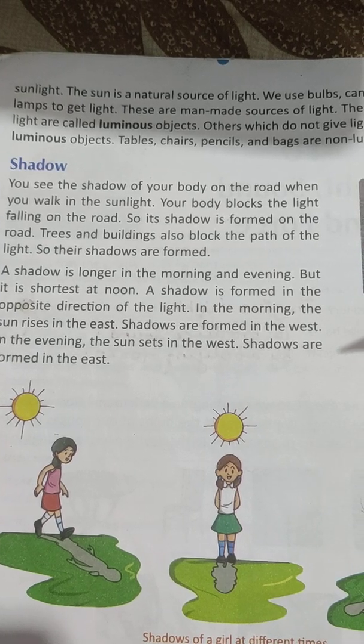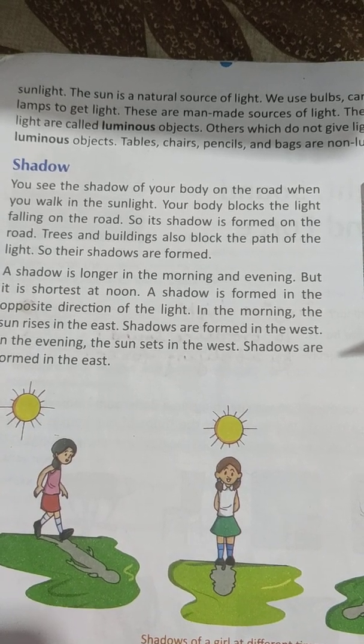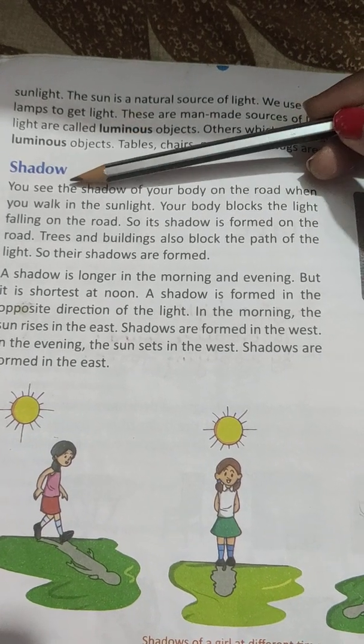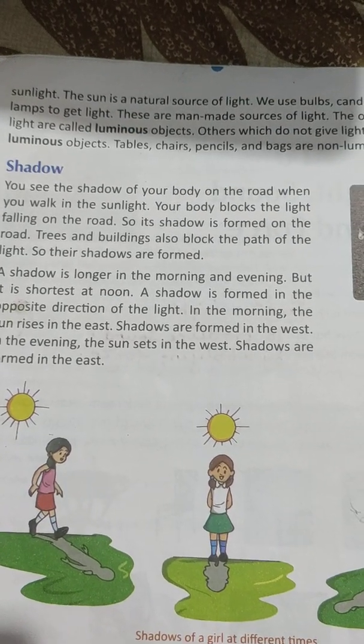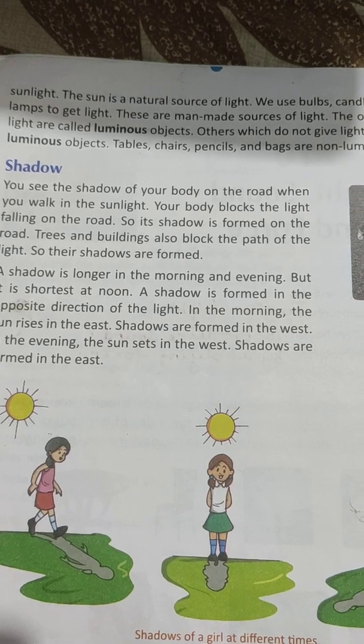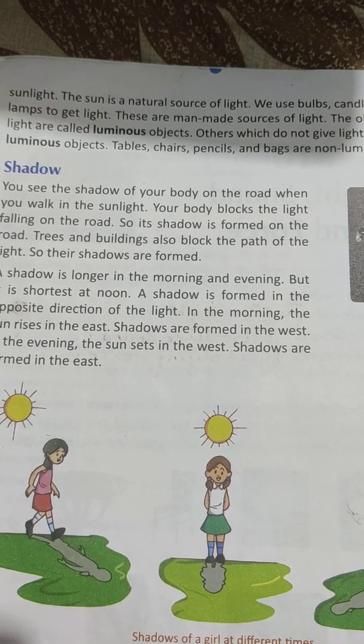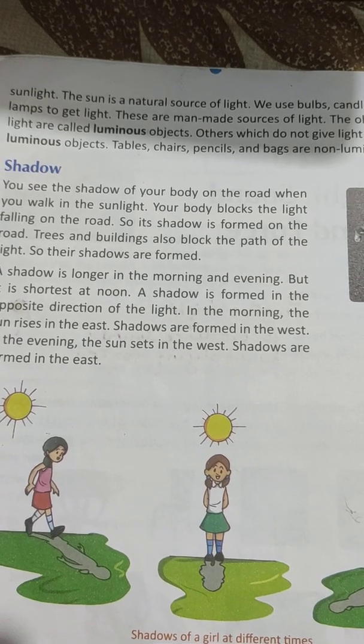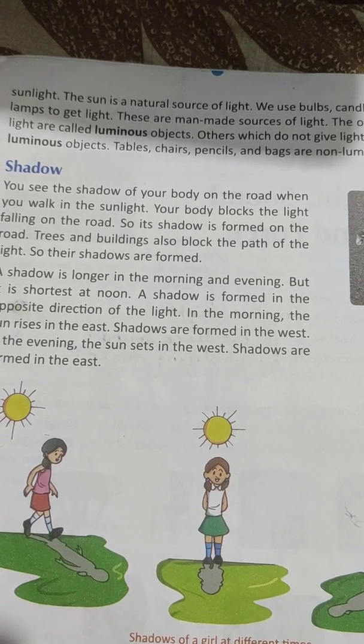See how I am reading, beta? You have to take care of the full stops, commas and everything. First of all, you have to read the title. Shadow. You see the shadow of your body on the road when you walk in the sunlight. There is a full stop, take a pause. Your body blocks the light falling on the road.